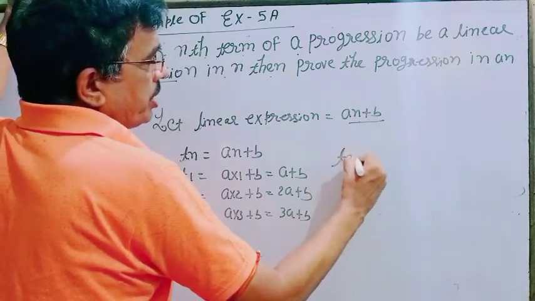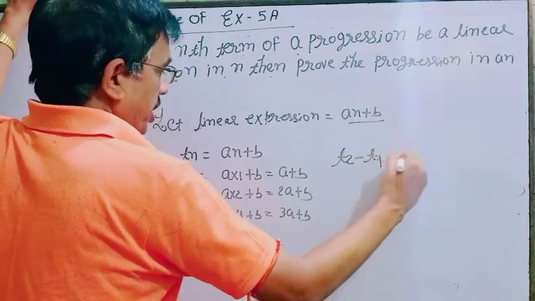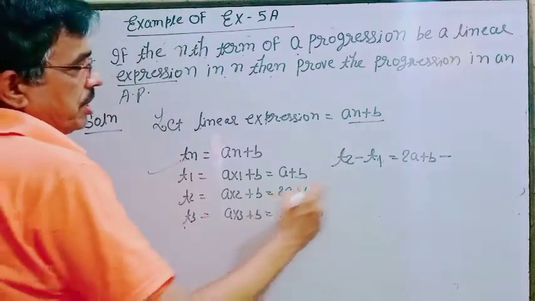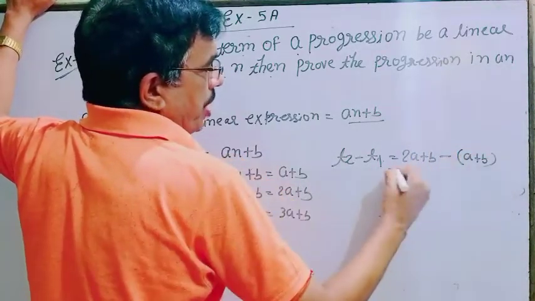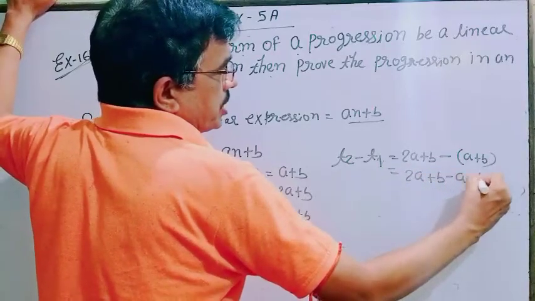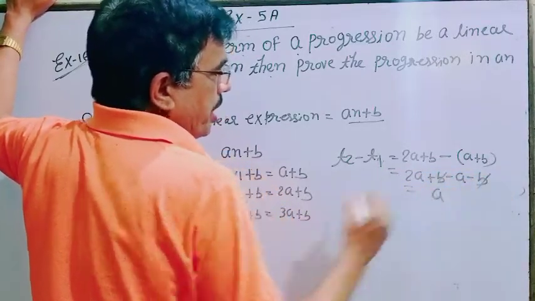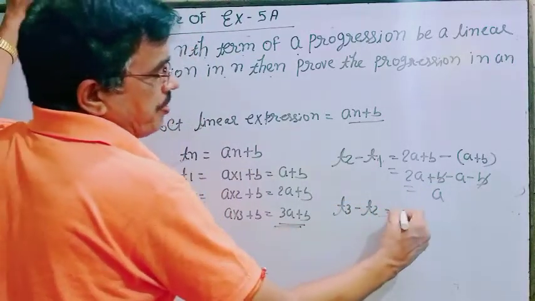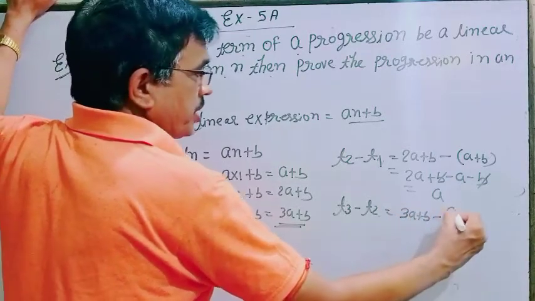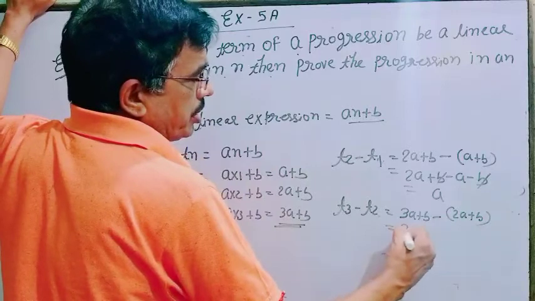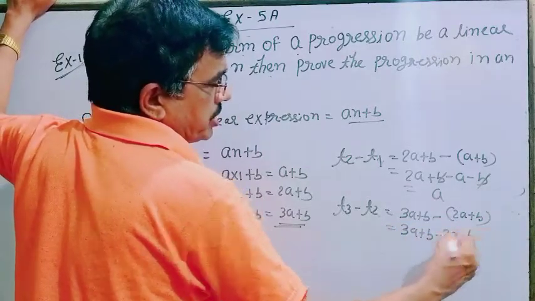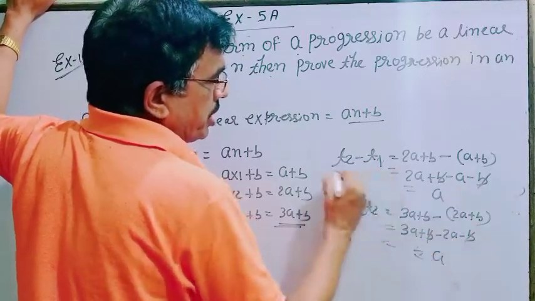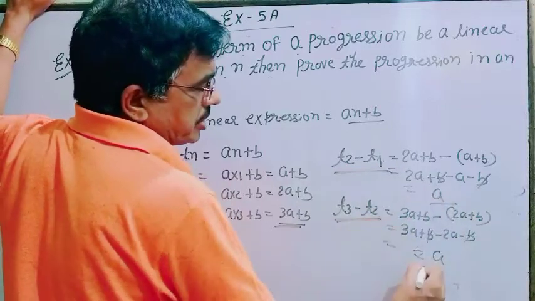Is it in AP or not? Only find the difference T2 minus T1. T2 is 2a plus b minus a plus b. So you get 2a plus b minus a minus b, and then you get a. Similarly, what is T3 minus T2? T3 is 3a plus b, minus T2, 2a plus b. Then 3a plus b minus 2a minus b. That is, b cancels and 3a minus 2a is equal to a. So T2 minus T1 is a and T3 minus T2 is also a.